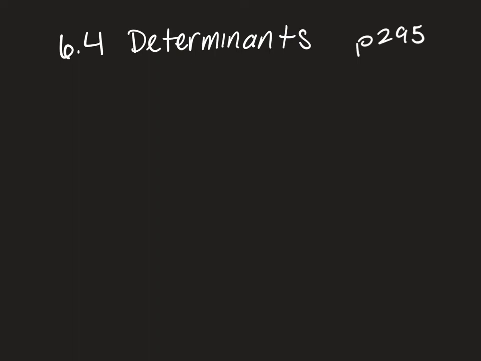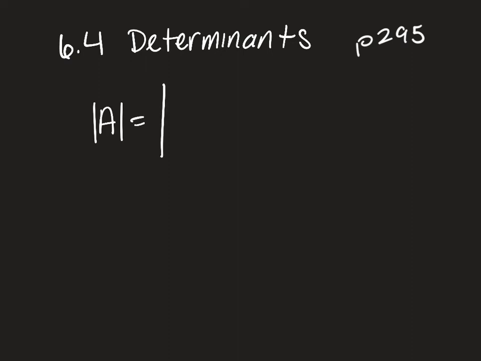So we can only do this with 2 by 2 and 3 by 3 matrices. So they have to be square. And we won't go with anything bigger than 3 by 3. So to find the determinant of a 2 by 2 matrix, when you see the determinant, it's got bars around it. You'll know it's not absolute value because it's a matrix.